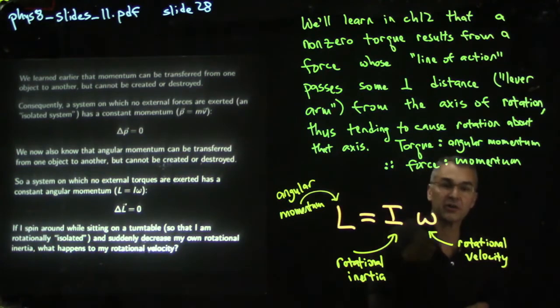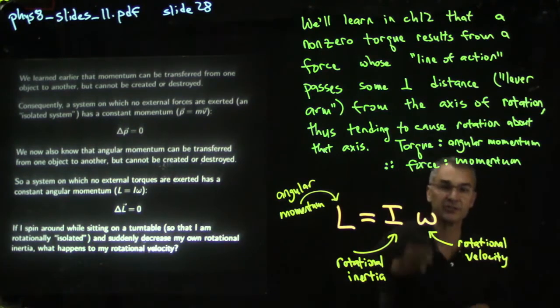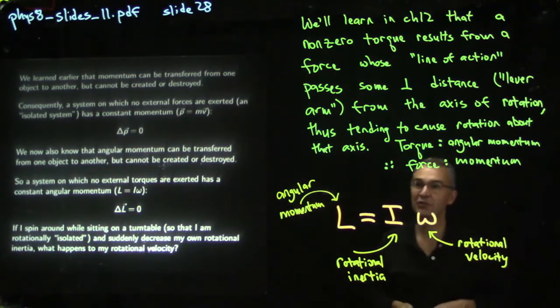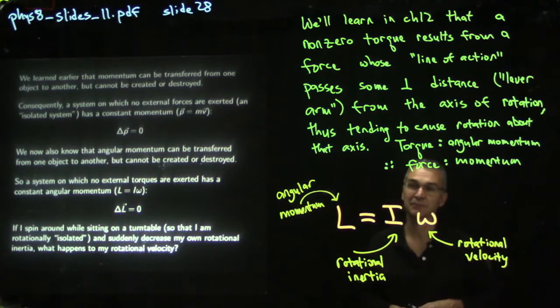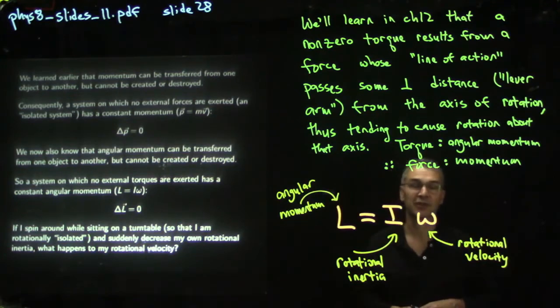Last video I called this angular velocity. It can be called either angular velocity or rotational velocity. Those are two names for the same thing. You notice we say angular momentum, we don't say rotational momentum. For some reason, we always say angular momentum. Sometimes one says rotational velocity, sometimes one says angular velocity.